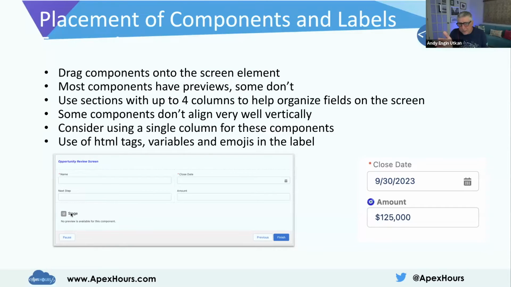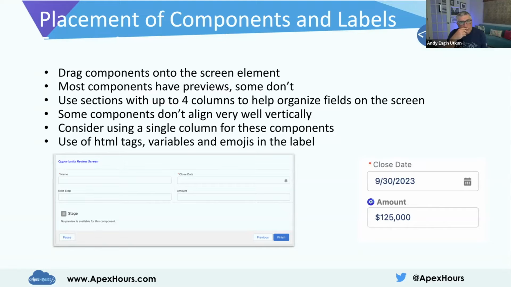You can use sections up to 4 columns to help organize fields on the screen. So this is a 2-column layout. You can mix and match, so you can have one section with 2 columns, then no sections, like you can have your field go across the screen like this, and then have another section with 4 columns. You can use your columns to kind of create spacing. You don't have to drag and put something in your column. It could be empty, right?